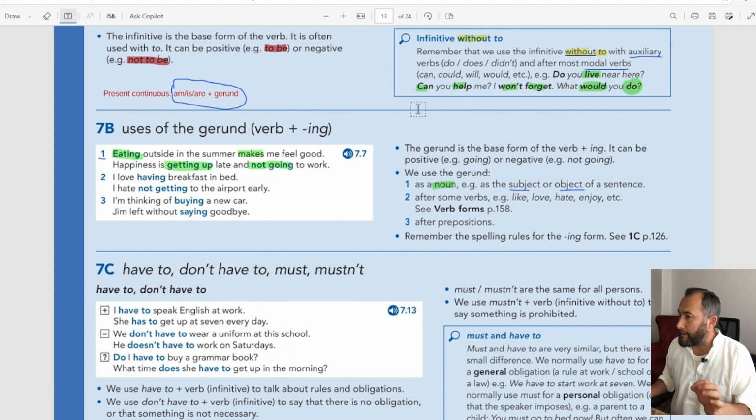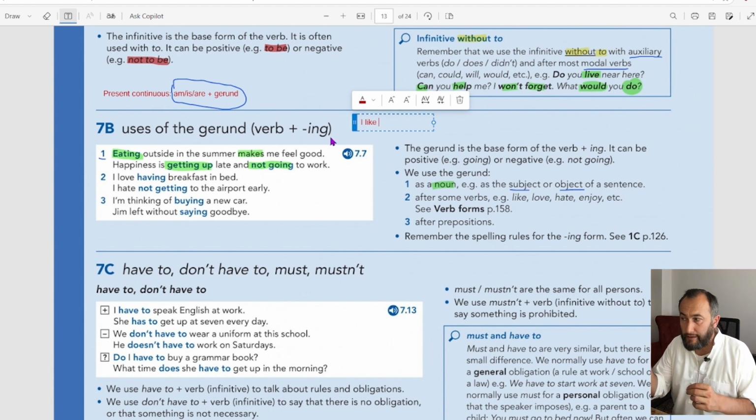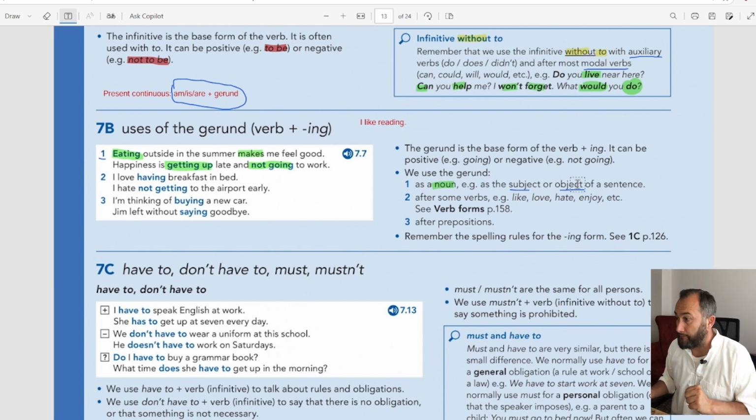For the object, I can give you another example. I like. I like what? Now, here is the object. After the main verb, I'm using noun. That is object, we call it. So, I like reading. Or I like swimming. I like fishing. I like walking. Here, all of them, they're coming as object. So, subject and object, they are nouns, obviously.